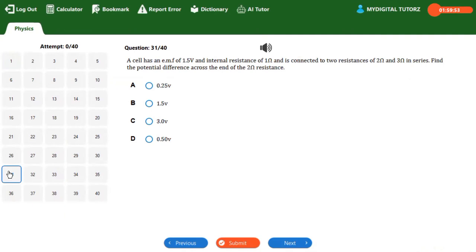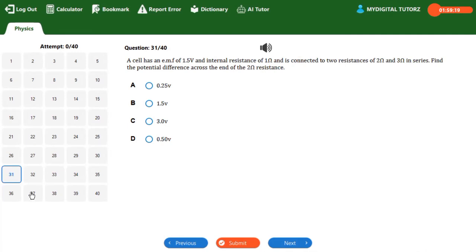So question 31 says, a cell has an EMF of 1.5 volts and an internal resistance of 1 ohm. It is connected to two resistors of 2 ohms and 3 ohms in series. Find the potential difference across the ends of the 2 ohm resistor.